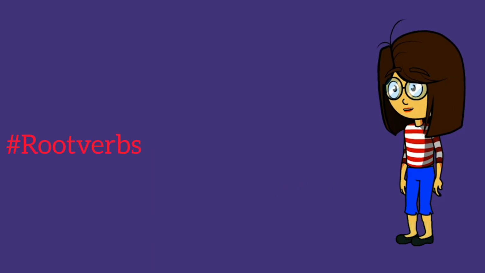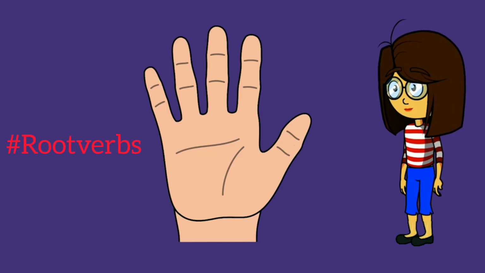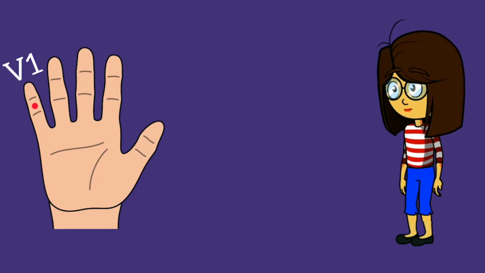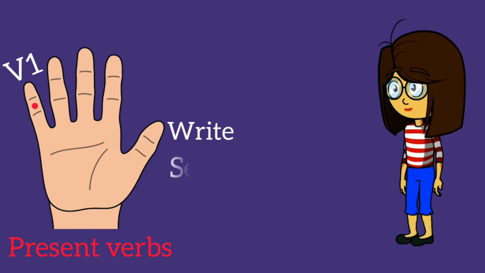These root verbs are of 5 kinds. They are the first form of verb, that is V1, second form of verb V2, third form of verb V3, fourth form of verb V4 and fifth form of verb V5. First, V1 is nothing but the present form of verbs: write, see, eat and so on.